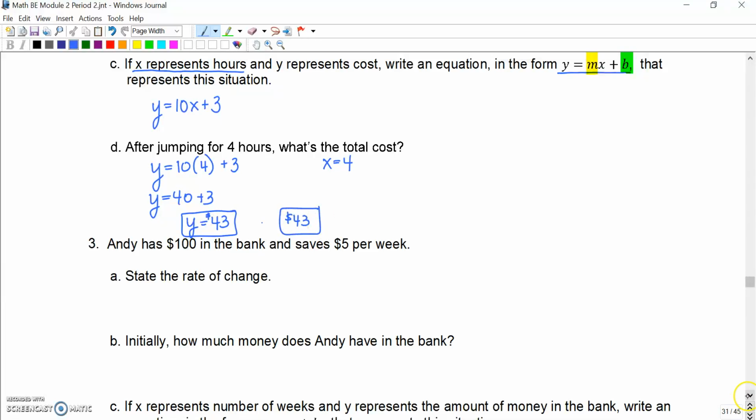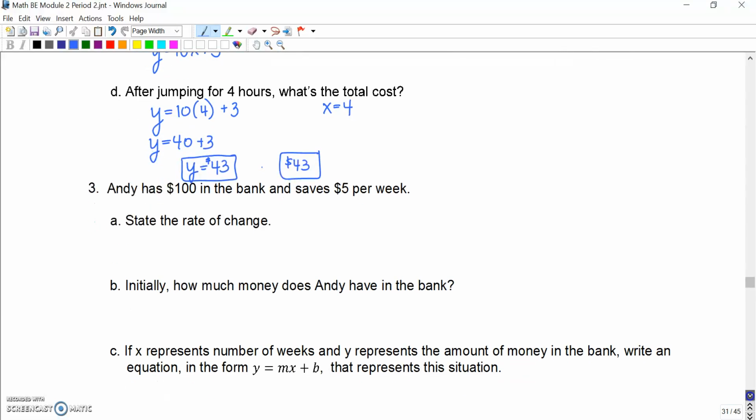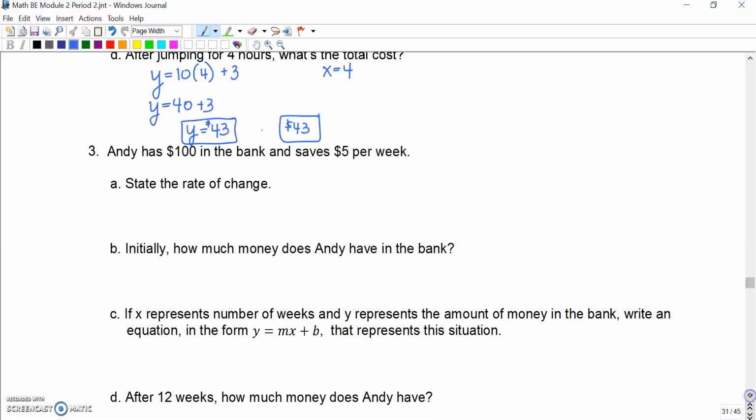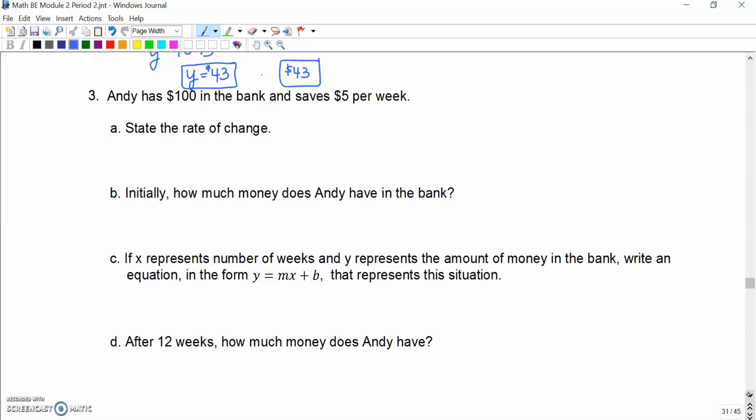Number 3, we'll do the same thing. I would suggest pausing the video on number 3 and trying this one, and then checking it with what I got. If you feel like you really need to see it done, then feel free to do it with the video, but it is very similar to number 2. So pause the video and unpause when you're ready.